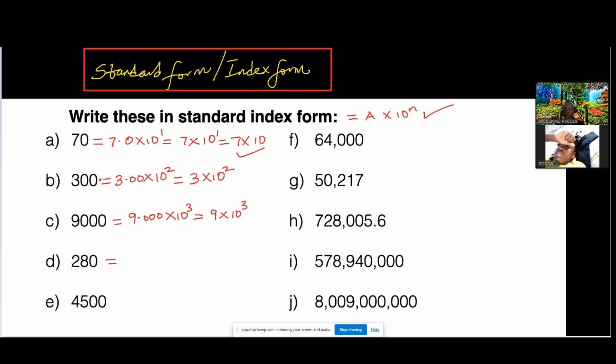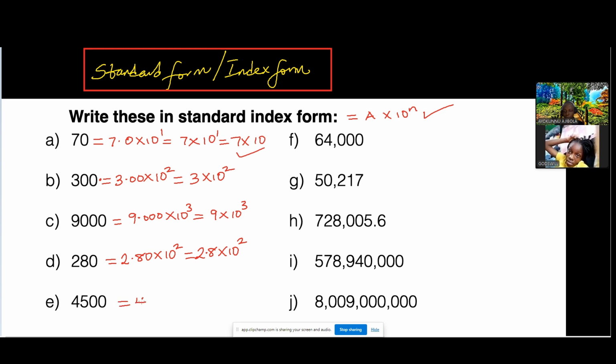Now, look at this. This one has two different numbers, 2 and 8, apart from the 0. Is that clear? So I'm just going to say 2.80 times 10 raised to power 2, because the point was here, I have moved it 2 steps to the back of 2. Is that clear? Then, because this one is a 0 and it's irrelevant there, we can just say it is 2.8 times 10 raised to power 2.